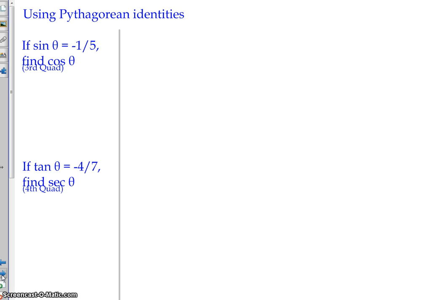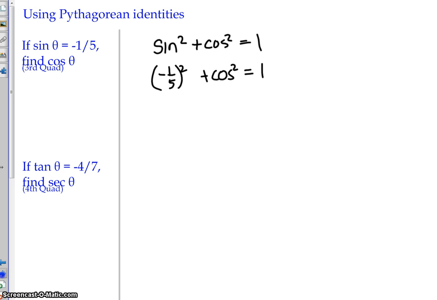Now, we have a sine and we want to find cosine. Not as easy just to say it's a reciprocal. It's not like that. But they do have this algebraic connection. What we know is that sine squared plus cosine squared equals 1. Well, sine squared is replaceable with 1/5 in this case. 1/5 squared plus whatever the cosine squared equals 1. We have only one unknown here. So 1/5 squared is 1 over 25 plus cosine squared equals 1.